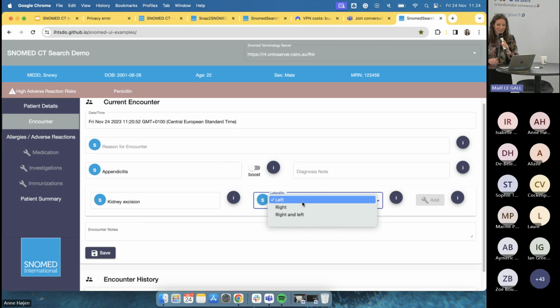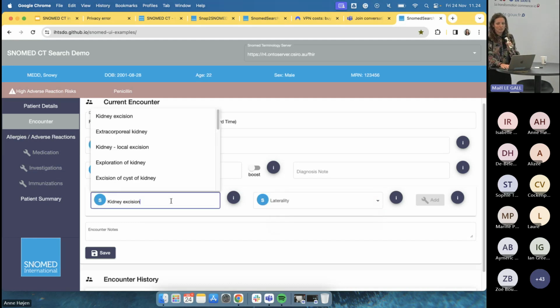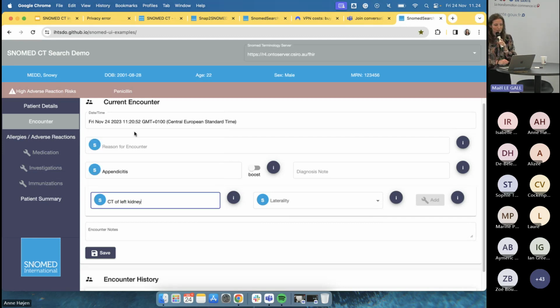That matters. And there are some concepts in SNOMED CT that already have a laterality. CT of left kidney, for example. Often you would do both at the same time, but there is one for CT of left. And now you can see it pre-populates the laterality. So it takes the defining properties of that concept and populates it there. So now I can start to say I did a CT of the left kidney with the laterality of right. The system alerts me. So it helps me not to make mistakes.